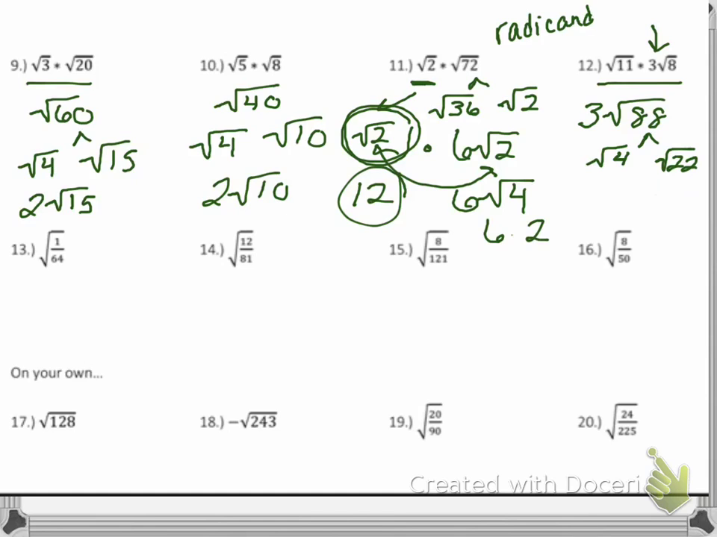Okay. And so the square root of 4 is just 2 root 22. But I don't want to forget about the 3 from the beginning. So 3 times 2, my answer is 6 root 22.